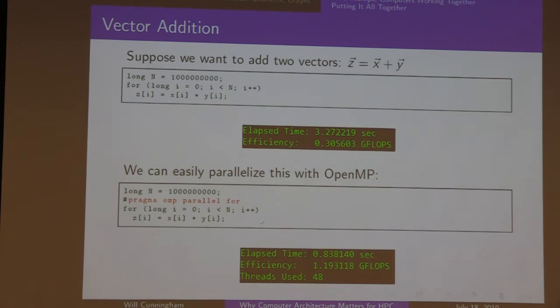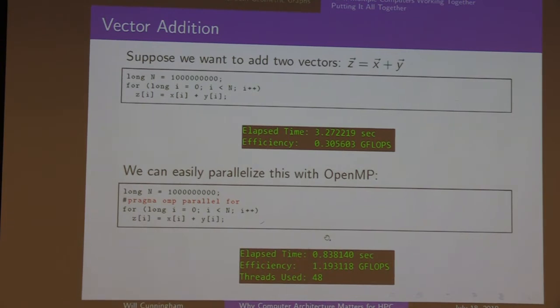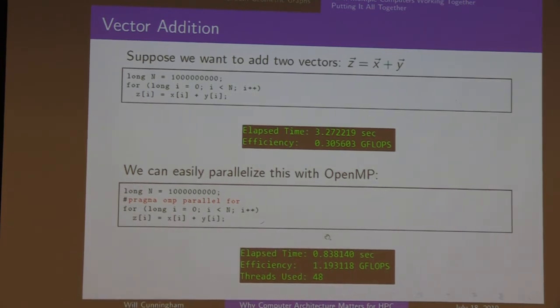In general, it will use all of them. Okay. So on this computer that I tested it on, I used 48 threads, and you can see that it took about 0.83 seconds instead of 3.27 seconds. You might be asking, why is it not 48 times faster, right? Or even close to that.